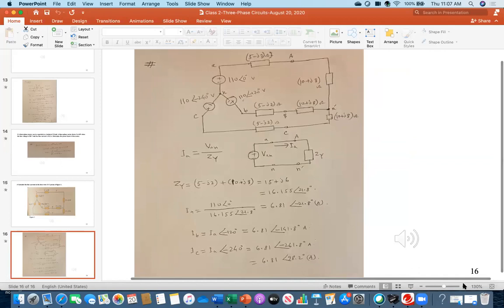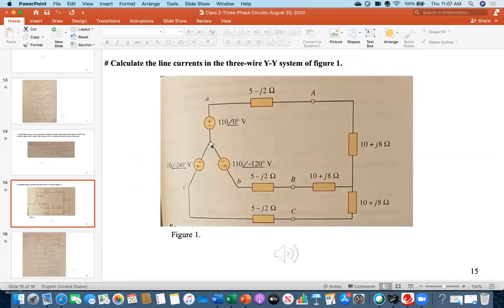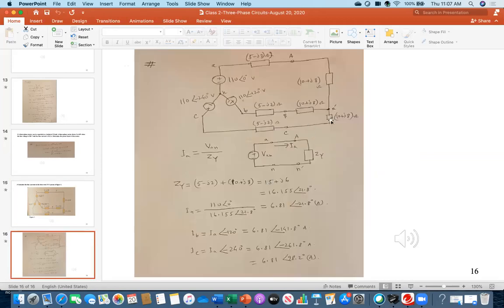Now see the solution for this one. Let me zoom in. Can you see? I have redrawn the diagram. This is the neutral point on the left side, and on the right side this should be the neutral point. You can connect these two neutral points, this one is N and this one is N prime.